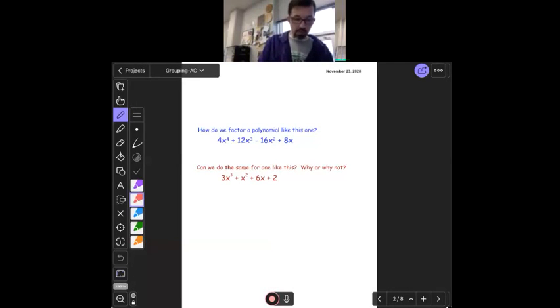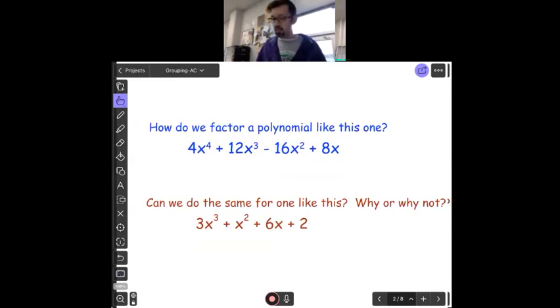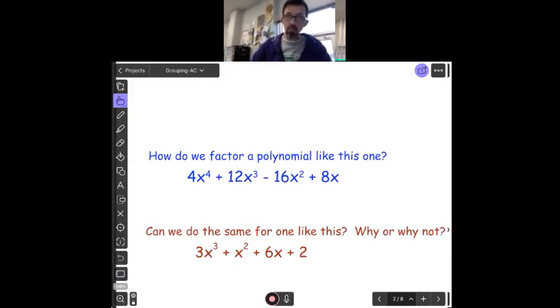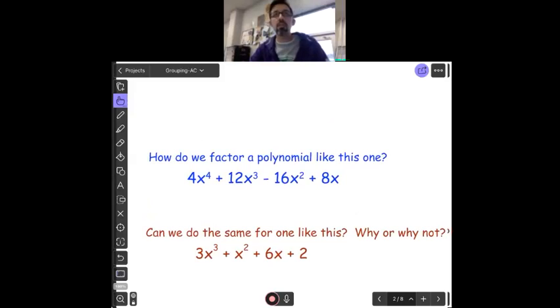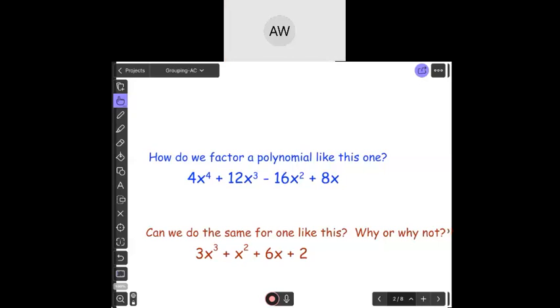I do not need you guys to write this down. I just wanted to talk through it. I just need you guys to be participating here. So how do we factor a polynomial like this top one? What are we looking for here? The greatest common factor. And what does that mean, Aiden? If you had to tell somebody what a greatest common factor was. You look for the smallest number that goes in all of them. The smallest? Or the biggest number that goes in all of them. Biggest number.